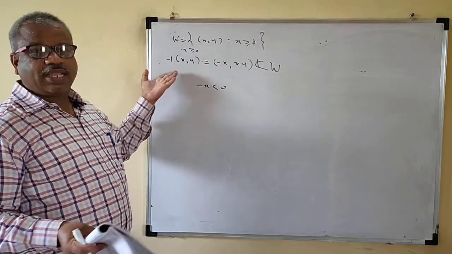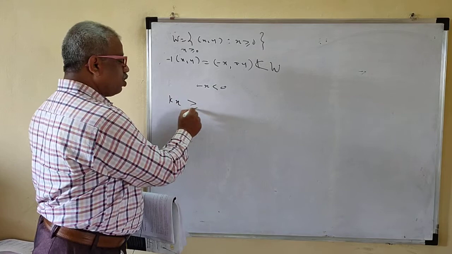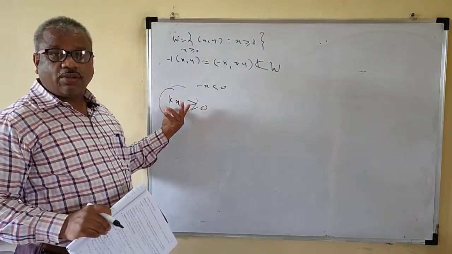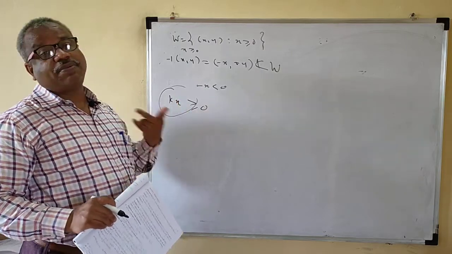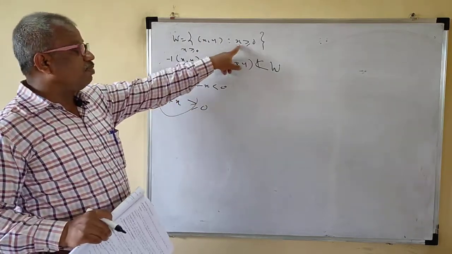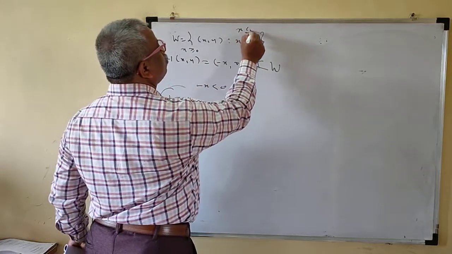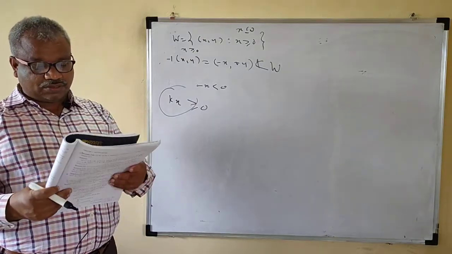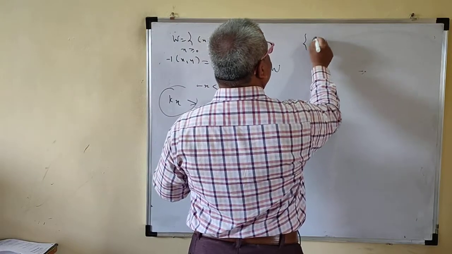If your K is negative, then Kx, there is no guarantee for Kx. Because x is positive, but we don't have a guarantee about K. It may be negative, so Kx may be negative. So with such a condition, greater than or equal to 0 or less than or equal to 0, it will not be a vector space.